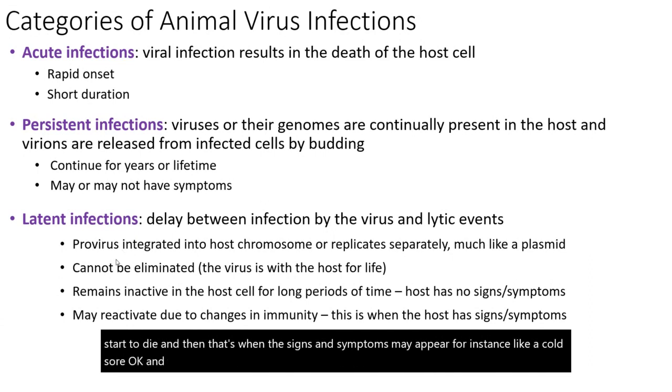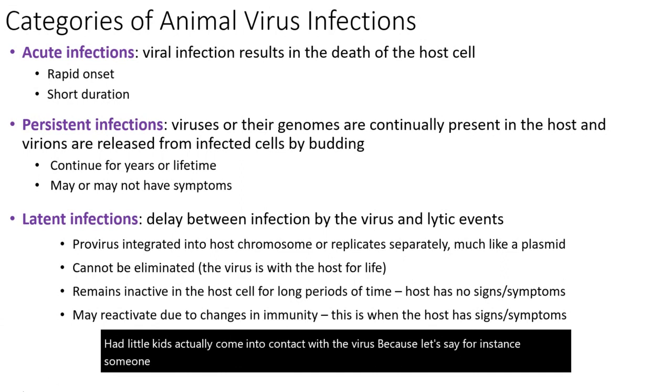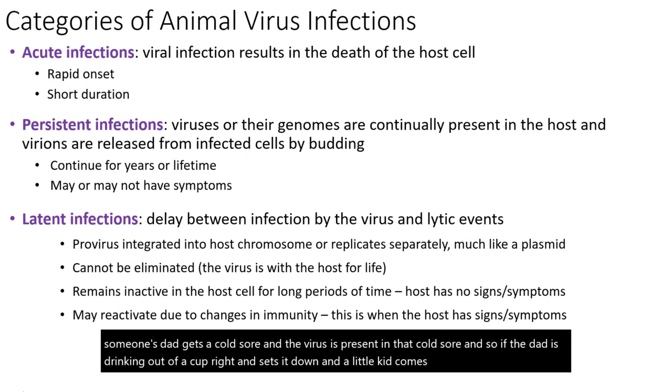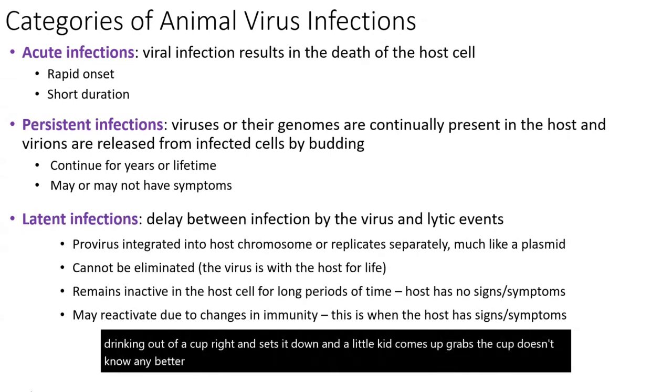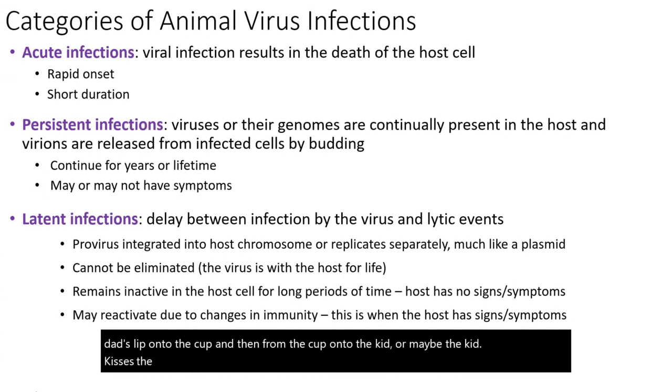And just FYI, because it is so common in the population, a lot of people wonder how they get it. And a lot of times, little kids actually come into contact with the virus because, let's say, for instance, someone's dad gets a cold sore and the virus is present in that cold sore. And so if the dad is drinking out of a cup, right, and sets it down, and a little kid comes up, grabs the cup, doesn't know any better, starts drinking from it, that's how the virus may then have gone from the dad's lip onto the cup, and then from the cup onto the kid. Or maybe the kid kisses the dad and comes into contact with the virus.